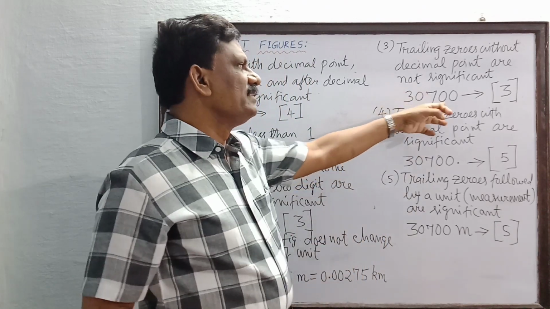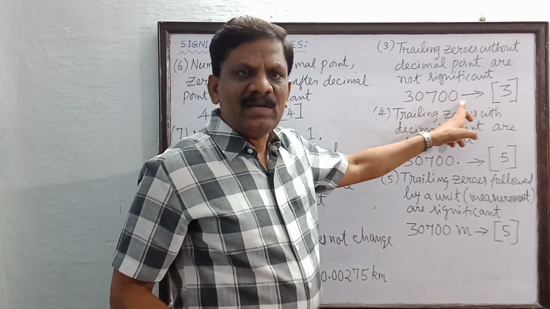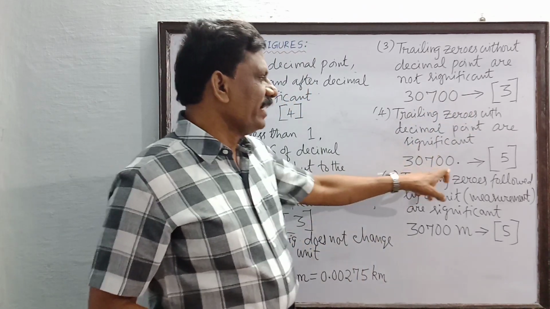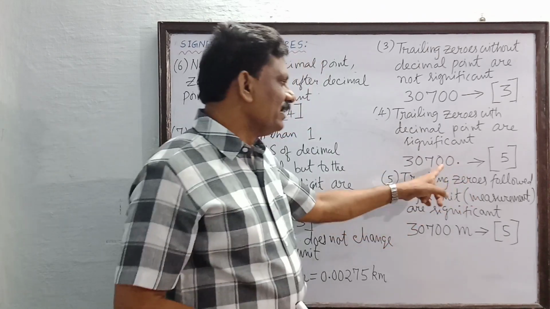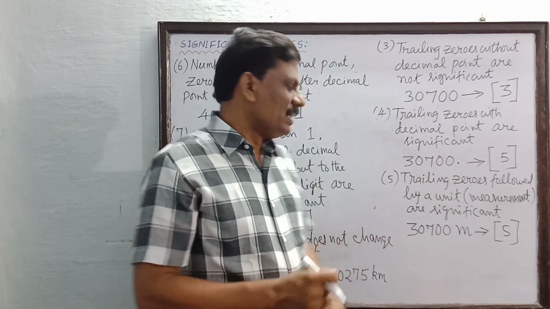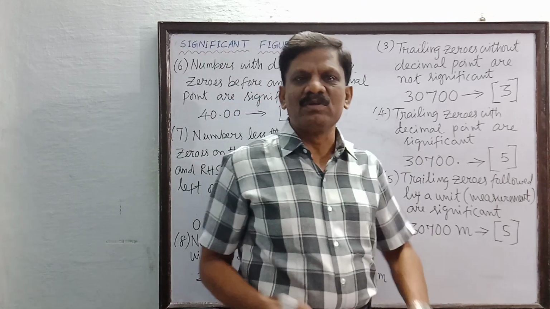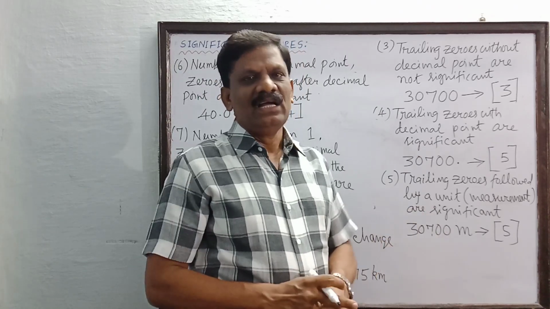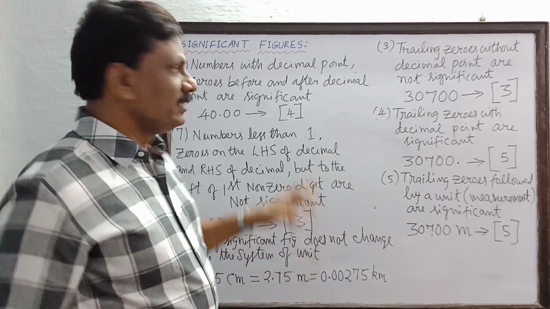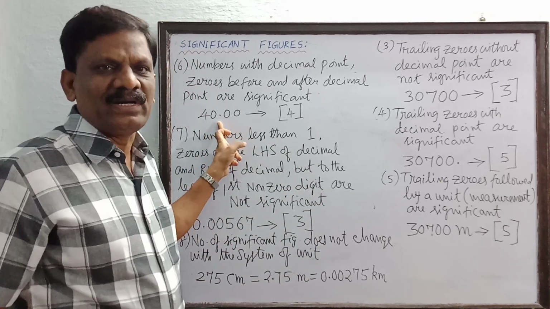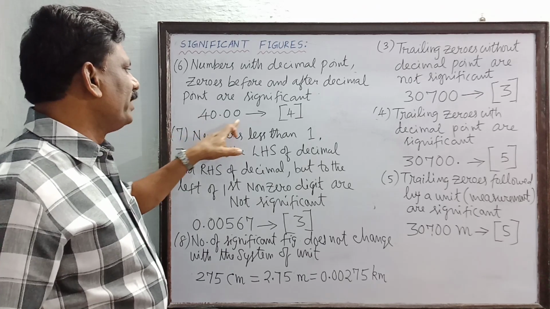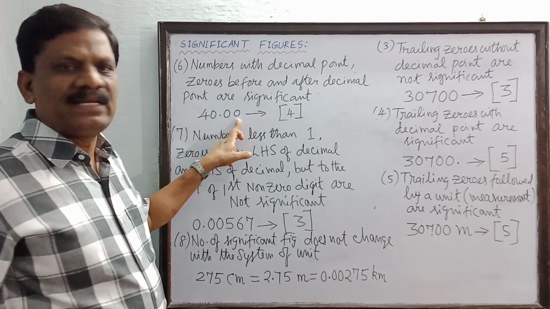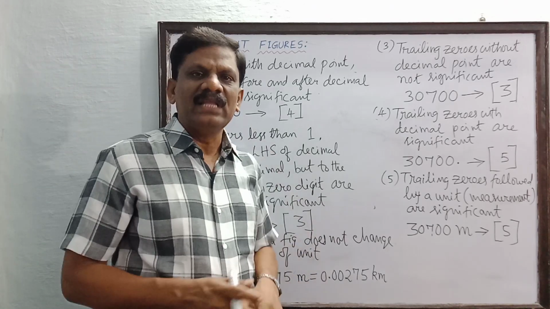If the trailing zeros are without a decimal, the zeros at the end do not have significance. Next, the trailing zeros with a decimal point, the ending zeros have significance. And rule number 5 is the same for trailing zeros followed by a system of unit or measurement. It is also significant. And rule number 6 is about decimal numbers greater than 1. So this is 40.00. Here the zeros to the left side of the decimal as well as the right side of the decimal both have significance.